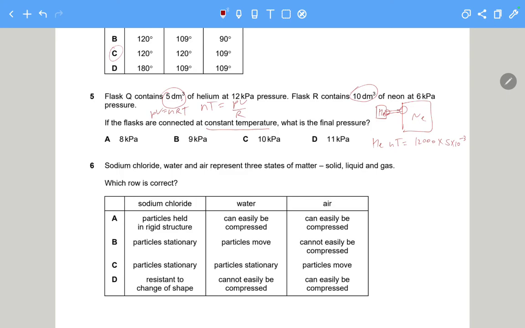Sorry, this is for neon, not for helium. I just made a silly mistake here. No, this is correct. This is for helium. Now 12,000 into 5 into 10 to the power minus 3 over 8.314, which is the ideal gas constant, the universal gas constant. And this will give us a value of 7.217. So N times T is equal to 7.217 for helium.